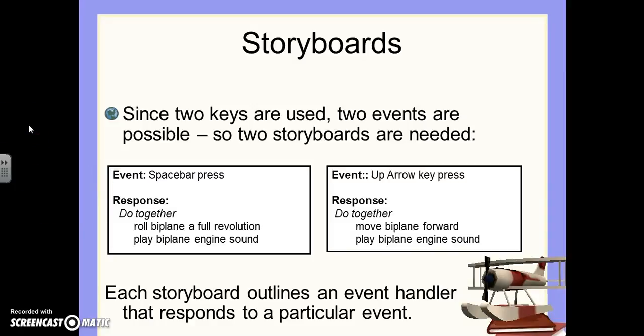So if we do this, we want to storyboard both of those methods. So the event handler is going to be spacebar press and then up arrow key press. The spacebar press, we're going to use a do together control structure that's going to roll the biplane a full revolution and play the biplane engine sound. Now, on the other end of it, the up arrow key press, the response is going to be, in a do together control structure, move biplane forward and play the engine sound. Each storyboard is going to outline an event handler that responds to a particular event.